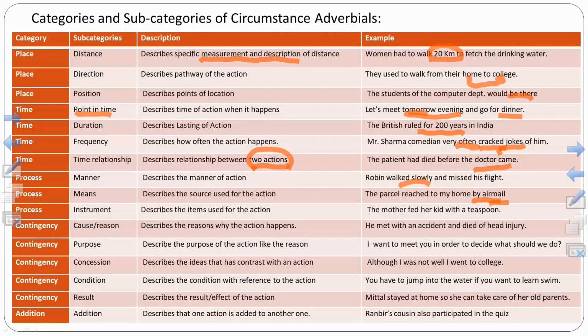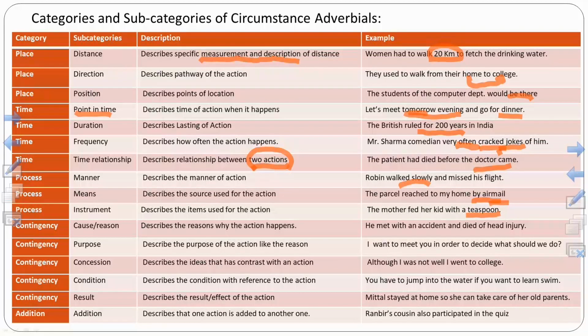Now this is the means, like what kind of source is used for the action. Now instrument describes the items used for the action. In various actions there are various sources we use. So here is the instrument. We can see the mother fed her kid with a teaspoon. So teaspoon is the instrument, right? That is what kind of instrument the mother used to feed her kid, like a teaspoon.